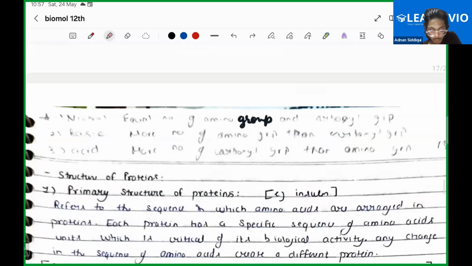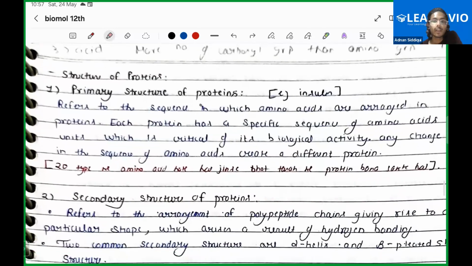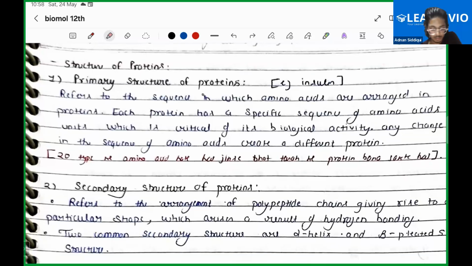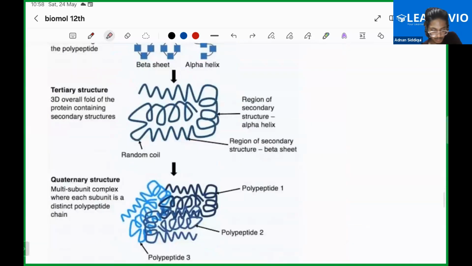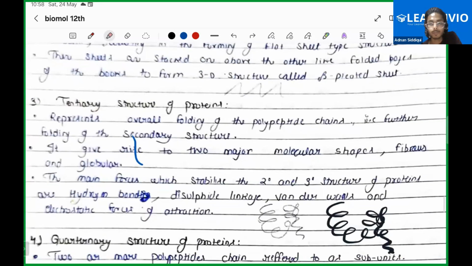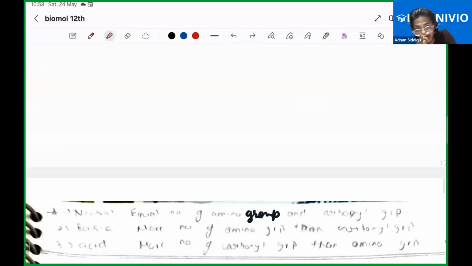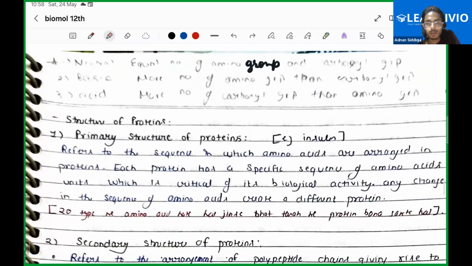Now we will talk about the structure of protein itself. We have four types of structure: primary, secondary, tertiary, and quaternary. We'll go into them one by one, and we'll start in the next class.